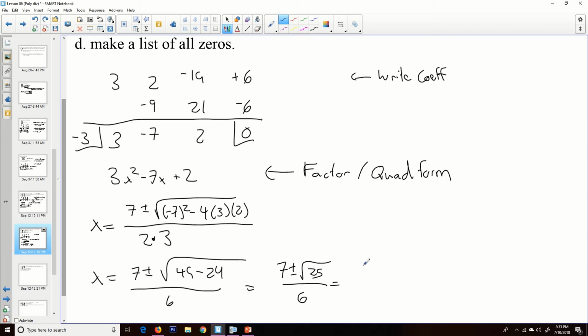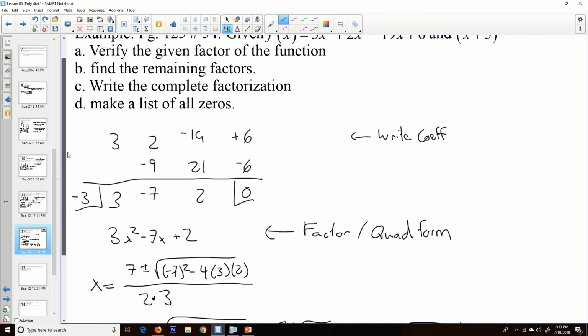Square root of 25 is 5. 7 plus or minus 5 over 6. 7 plus 5 is 12. 12 divided by 6 is 2. 7 minus 5 is 2. 2 over 6 is 1/3. And so those are the remaining zeros.